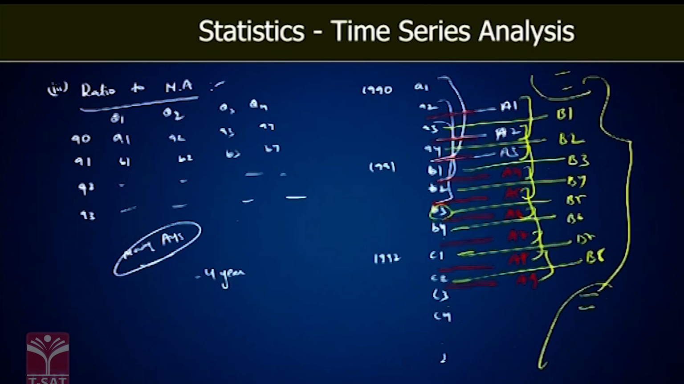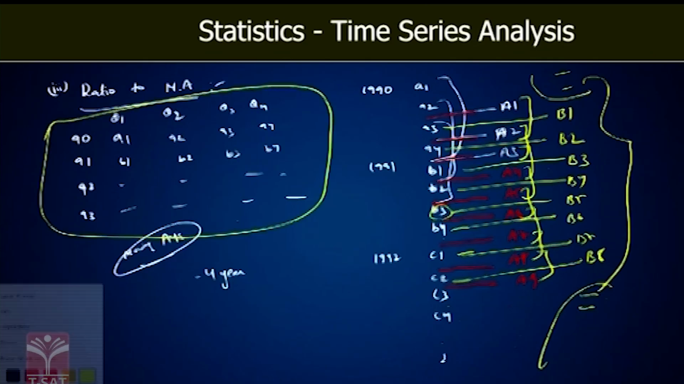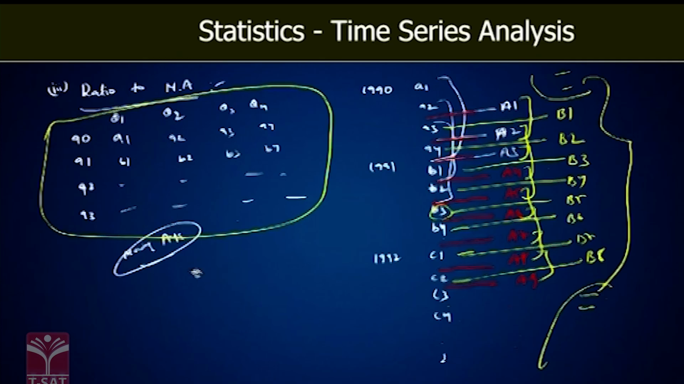Now after finding these values we'll just write all these values back to this form again. So we'll see how we'll write it. 90, 91, 92, consider only 3 years here. Q1, Q2, Q3 and Q4.